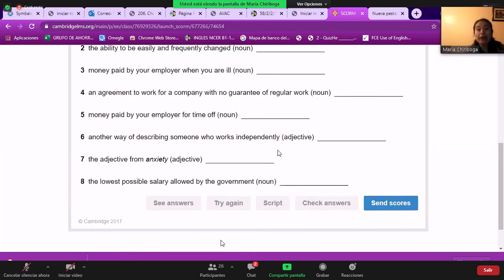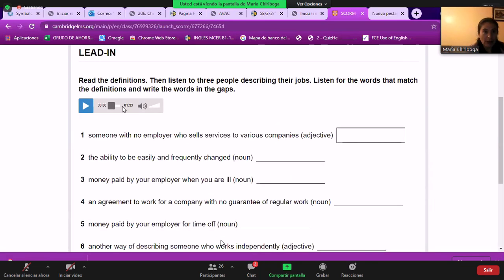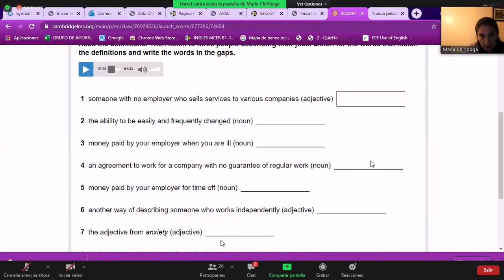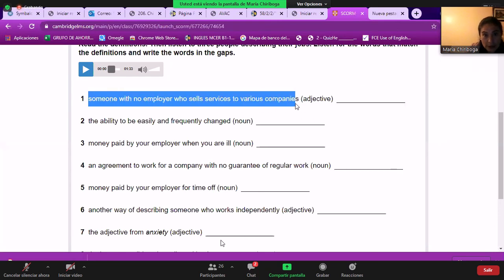Now, listen, okay? Listen, please. 3 people describing their jobs, and try to complete the spaces using these meanings. Con estos significados lo pueden hacer, okay? Yep, let's do it.